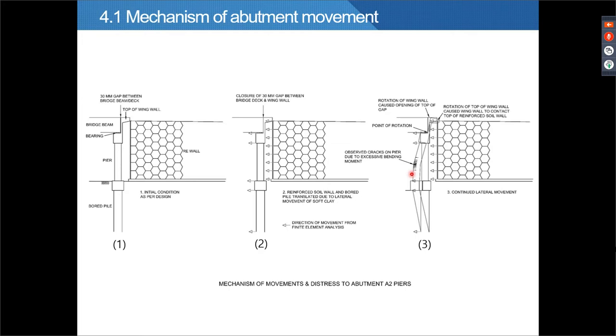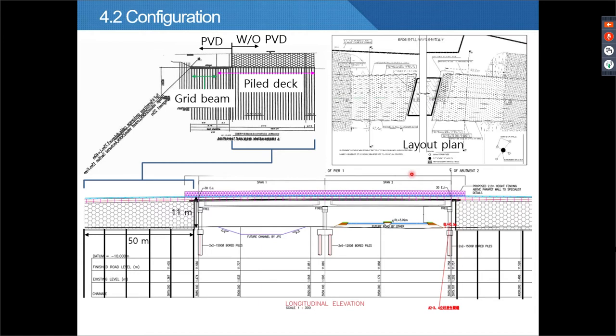I will show you how we model this in Midas GTS NX. This is the configuration. There are two abutments for the bridge. They are symmetrical. Both of them have shown some degree of distress. The bridge approach was made up by a reinforced soil wall, supported by 300 mm diameter spun piles. The spun piles are 21 meters long, driven to set, and spaced at 1.7 meter centers. The reinforced soil wall is about 11 meters, tapering down to 9 meters, butting to the earth embankment here.